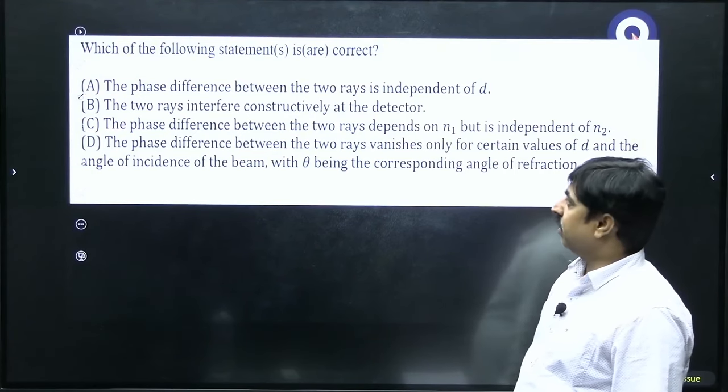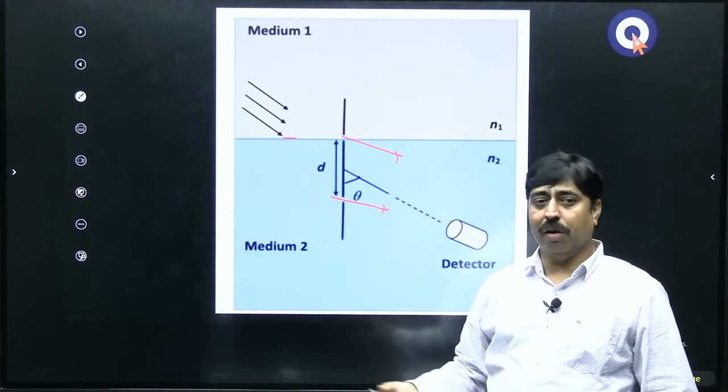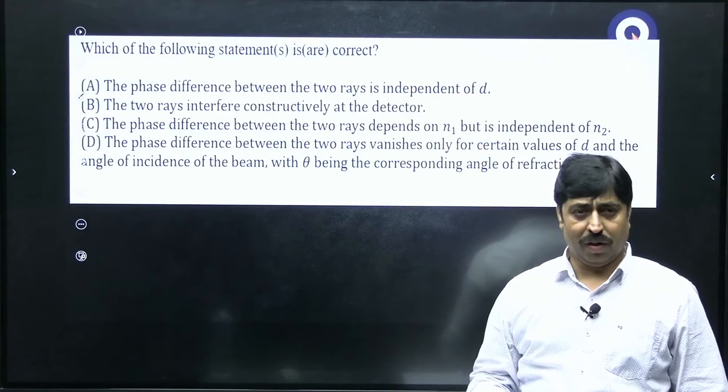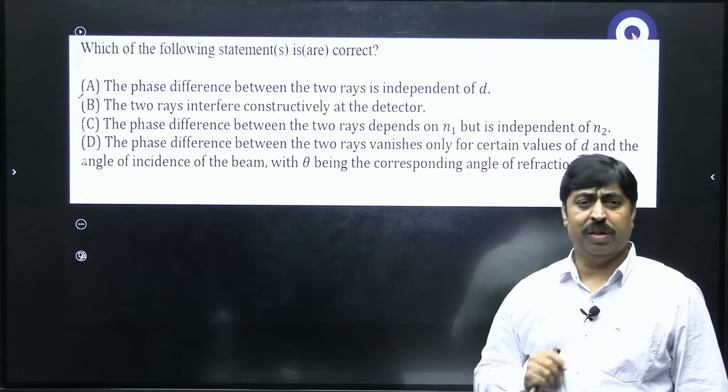What will be the phase difference between the two waves reaching this detector? Will it depend on d or not? Whether the interference will be constructive or not? Those kinds of questions are there. Again, I will tell you, this is a very easy question.